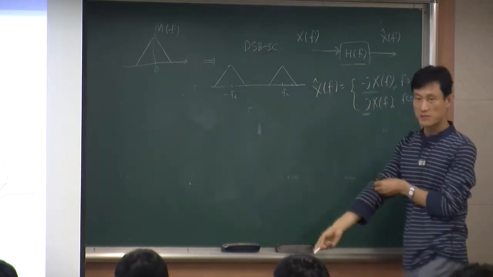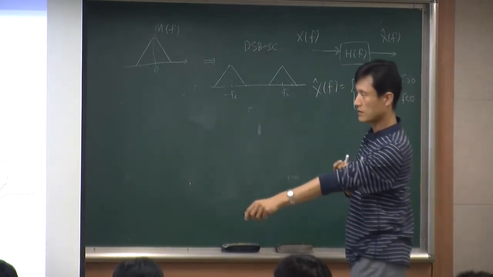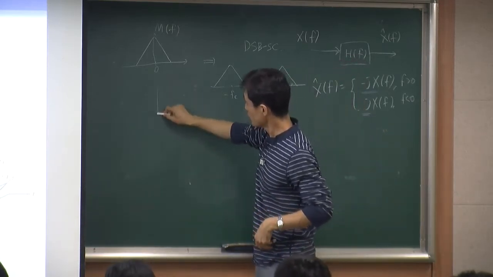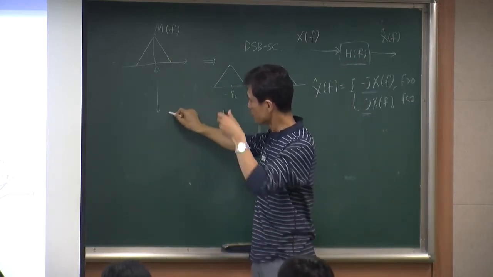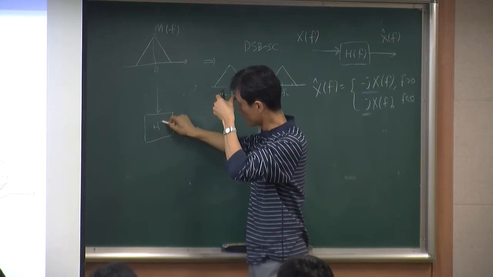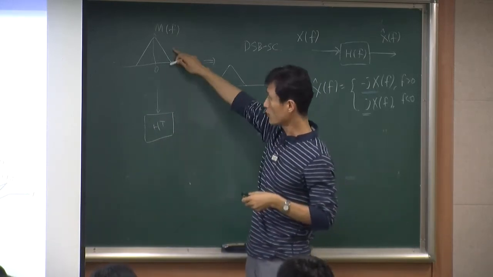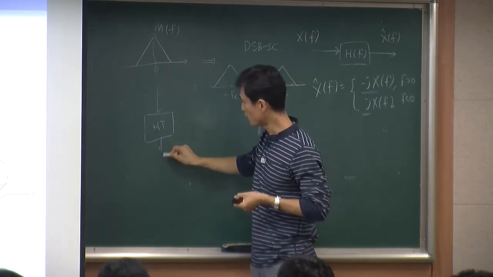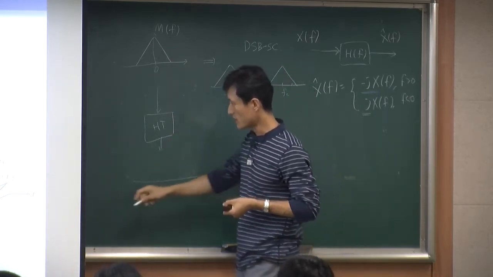So this is a DSB-SC signal, this one. What you want to do also is put this one into the Hilbert transform. This is our original message, right? In frequency domain, put this one into the Hilbert transform. Then what was the output? Then as we said, this is the output, right?